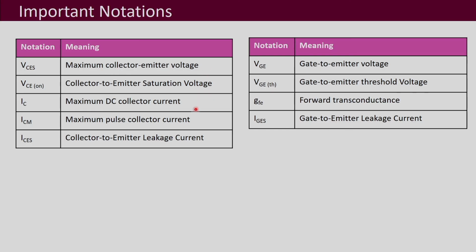We were discussing IGBTs. So, we had seen some basics of IGBTs and then we also saw the switching characteristics of IGBTs. Now, let us look into some of the datasheet notations that are given in the IGBT datasheets. Some of the important notations are, first, your maximum collector emitter voltage. This is the maximum voltage that the IGBT will be able to withstand.